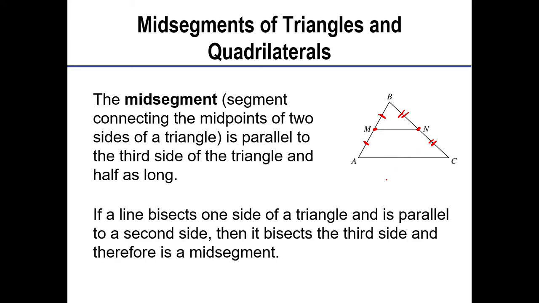Also note, if a line bisects one side of a triangle and is parallel to a second side, then it bisects the third side and therefore is a mid-segment. So if this line MN and AC is parallel, and it bisects just one of the sides, it must bisect the other sides as well.